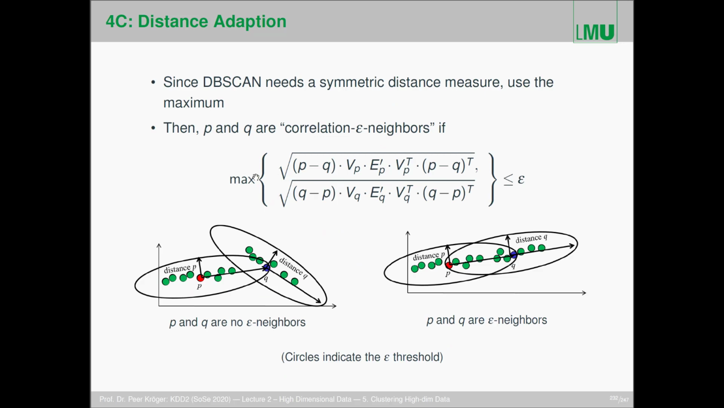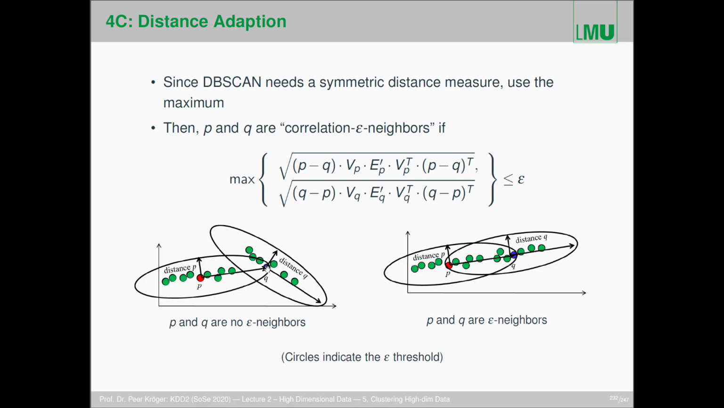And we say that P and Q are correlation epsilon neighbors if the maximum of the two of their corresponding distances is smaller than epsilon. So here you see an example where the two points P and Q, P is red, Q is blue, and the corresponding epsilon neighborhood with their own E prime.